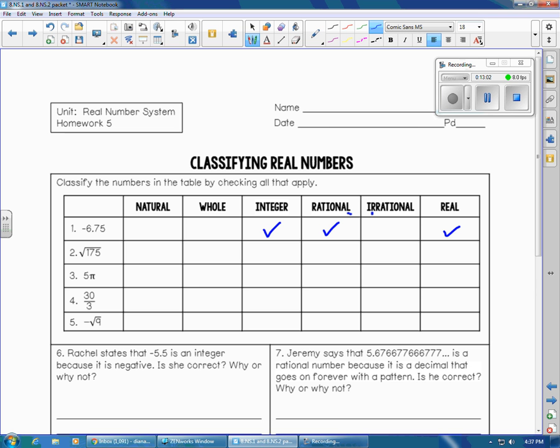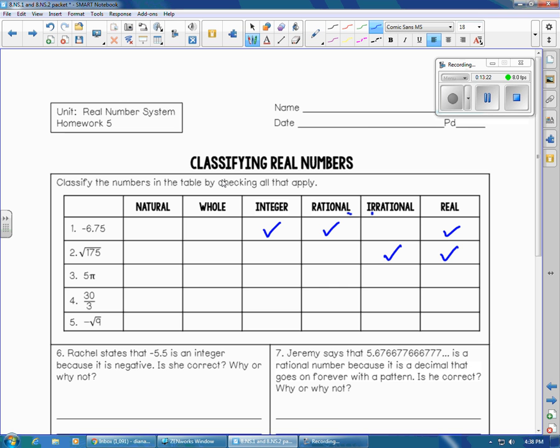The square root of 175, it's a real number. Is that going to be rational or irrational? Is it a perfect square? It is not a perfect square, so it's going to be irrational. Those are the only 2 categories that one's going to fall in.